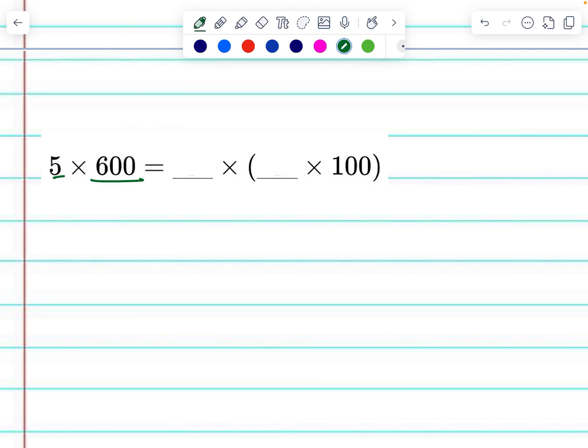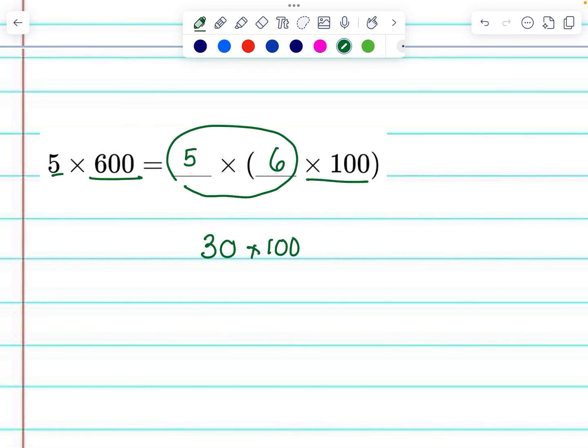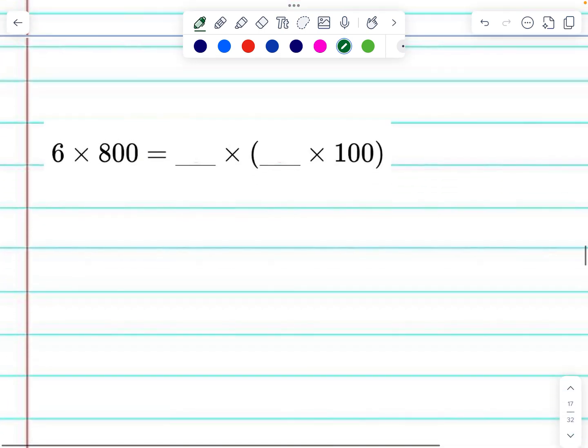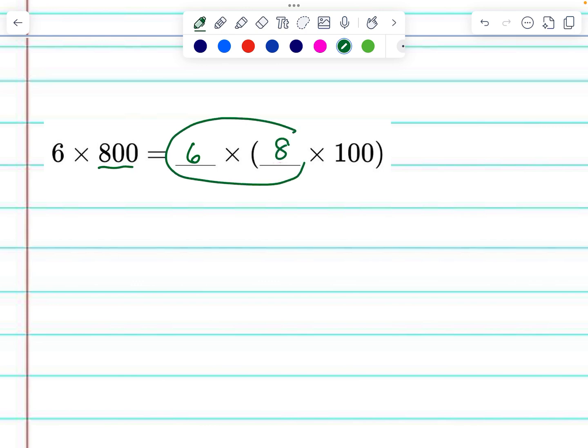5 times 600. 5 times, decompose this, 6 times 100. Combine these two terms. 5 times 6 is 30 times 100. And we get 3,000. 6 times 800, same thing as 8 times 100. Combine these two. 48 times 100. We have 4,800.